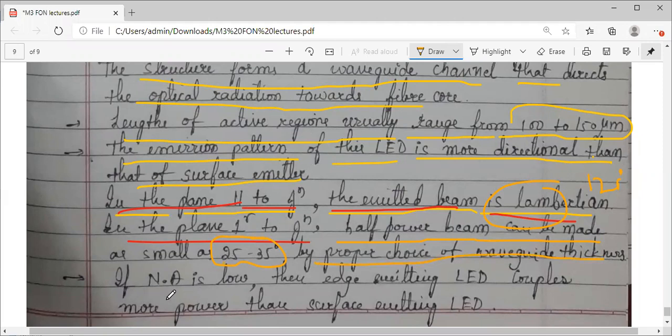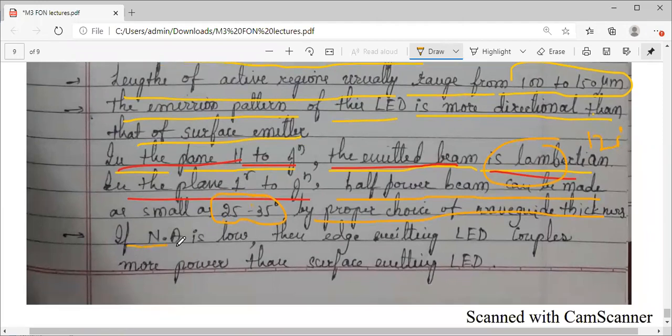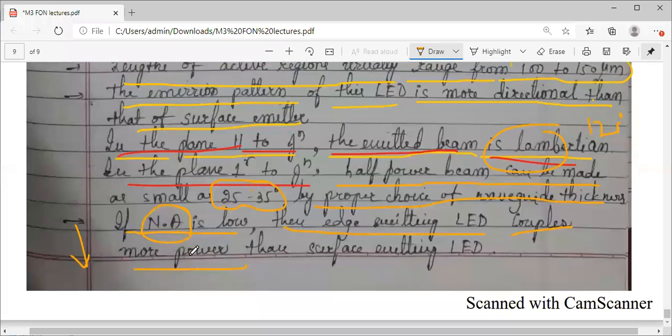So layers जो आप use कर रहे हैं, by choosing the proper thickness, we can adjust this half power beam width. And if the numerical aperture of the active region is low, then the edge emitting LED couples more power. This is a good condition. Numerical aperture should be low to get high power coupling. Okay, so this is about 2 types of LEDs.